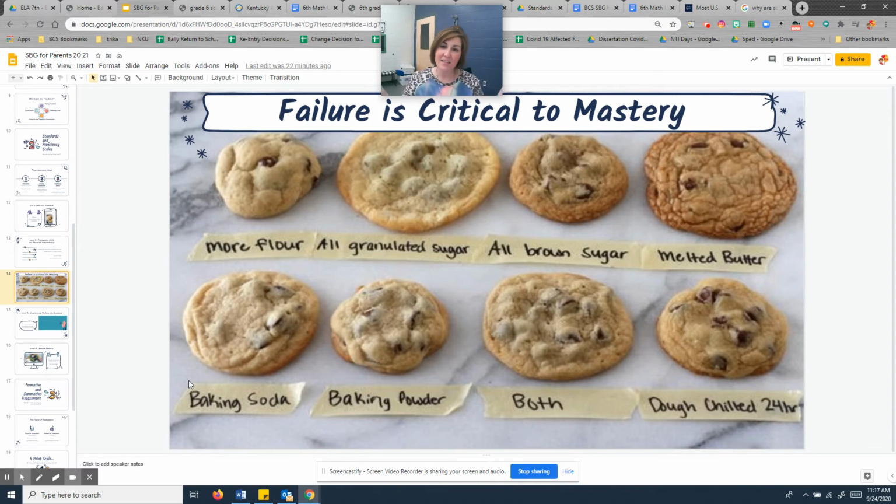I thought this was a good comparison because maybe one time I make my cookies and I put too much flour, and the next time I forgot the brown sugar. I just did all granulated sugar, and the next time I forgot the granulated sugar and I put all brown. And so all these cookies are coming out different ways, and I haven't really mastered making it yet because I'm trying different ways of doing it and I'm practicing. And all the failure that we experience is critical for your students to finally get to mastery.